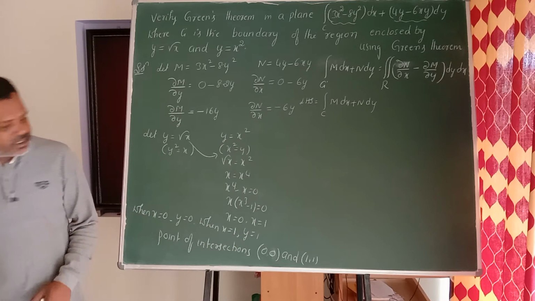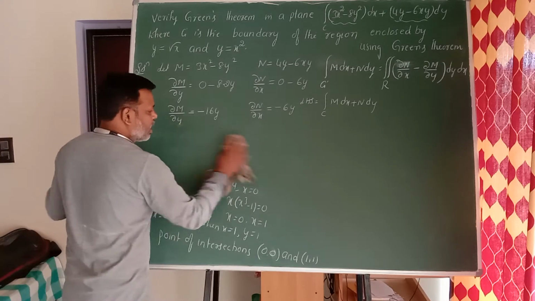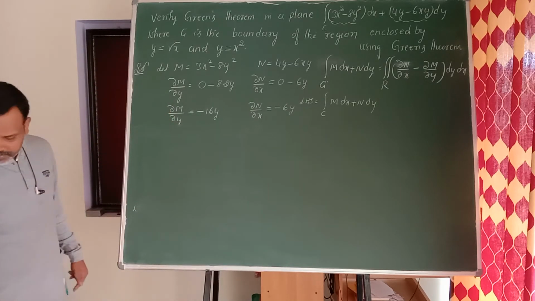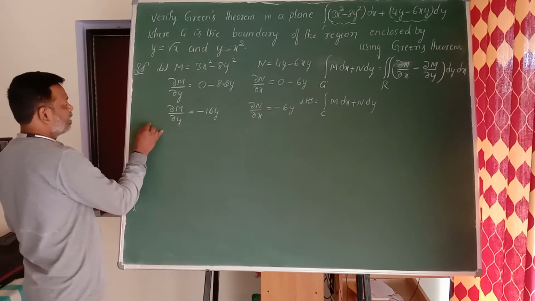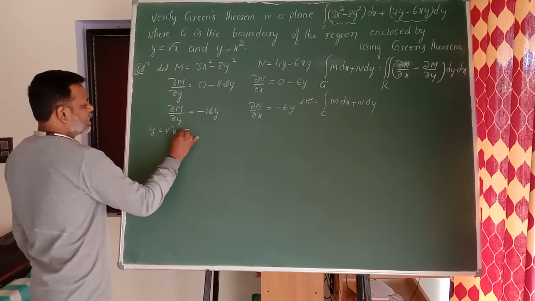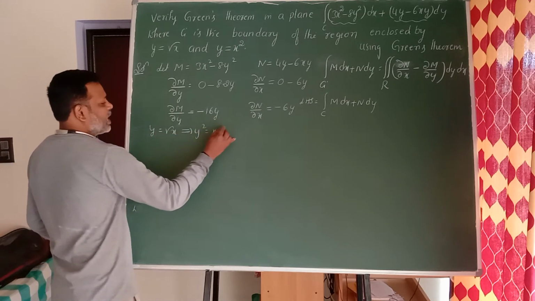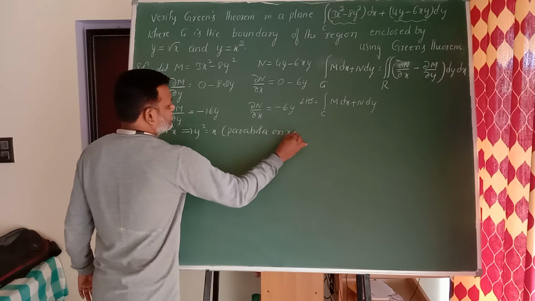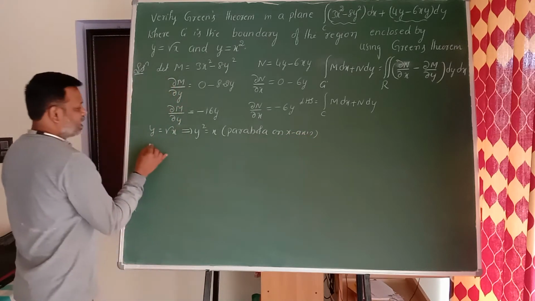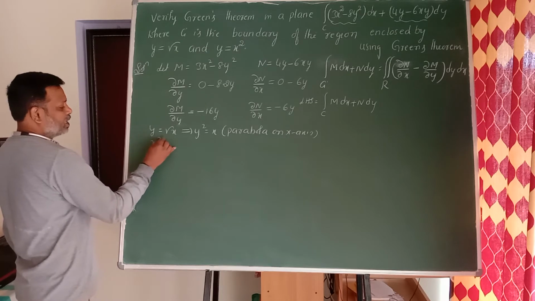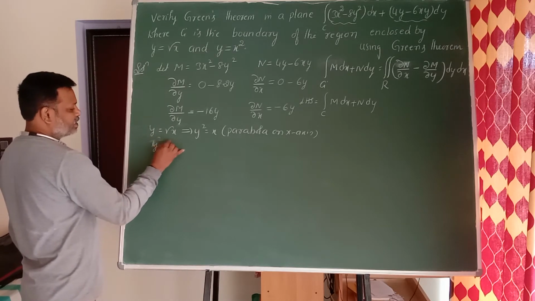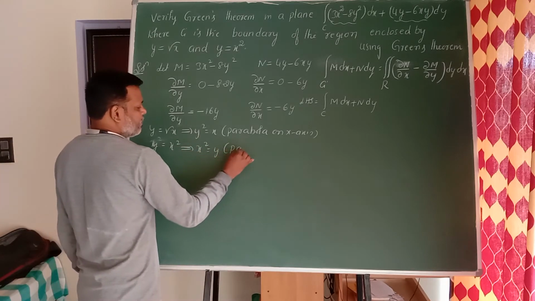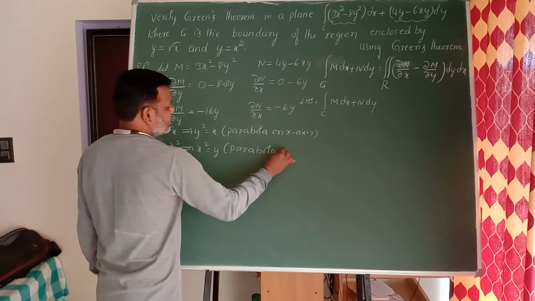So now let us understand this. To get that, I have to write the two parabolas here. The first one is y equal to root x, nothing but y square is equal to x, a parabola on the x axis, for your reference. And another one is y equal to x square, which means x square is equal to y, a parabola on the y axis.